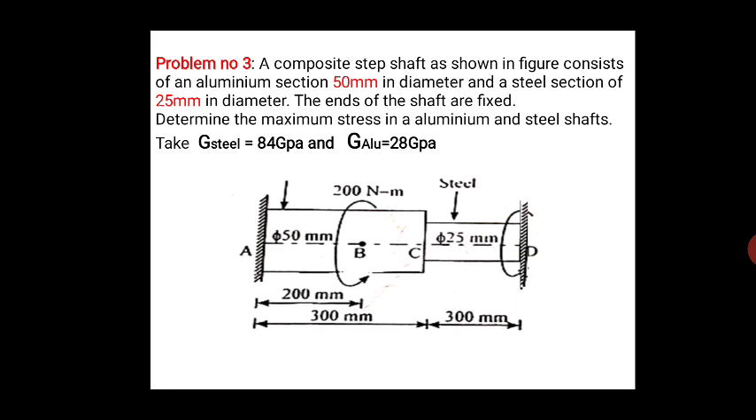Now for this bar, you can observe there is a torque of 200 Newton meter applied at a distance of 200 mm from the left. From the left, a torque of 200 Newton meter has been applied, and this is the forcing vector. Because of this torque, we need to determine what the angular twist is and what the stresses in the member are. And let us look into the data.